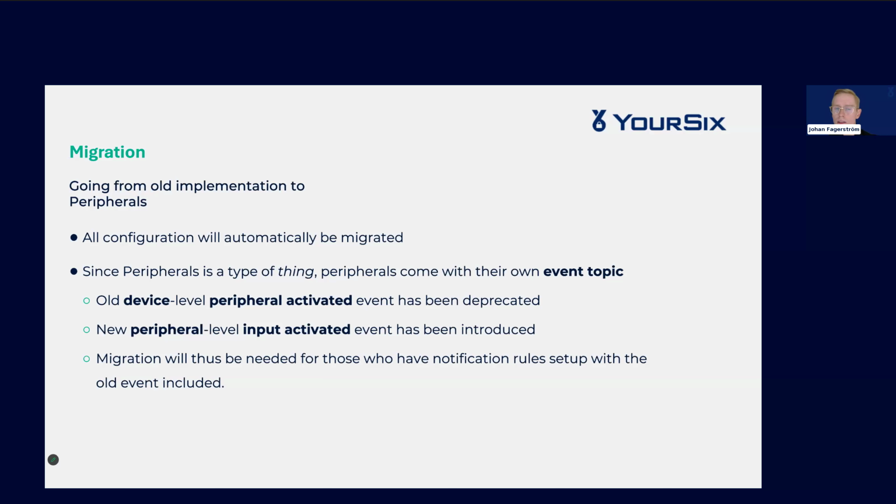And there's a new event introduced on the peripheral topic. This means, in essence, that there is a peripheral level input activated event that you can use. The big difference here is that the peripheral level event will tell which peripheral, which port it was that triggered. That was never available on the old device level activated event. So that's a huge improvement right there. At the end of the day, migration will be needed for those who have notification rules set up with the old event included.